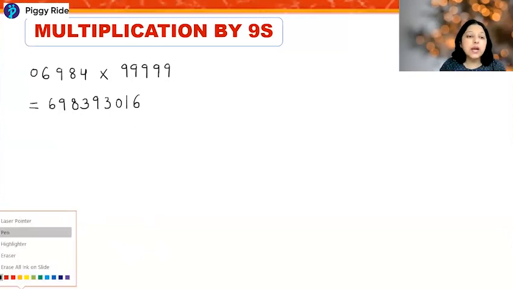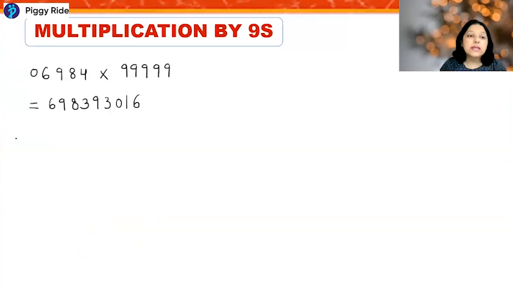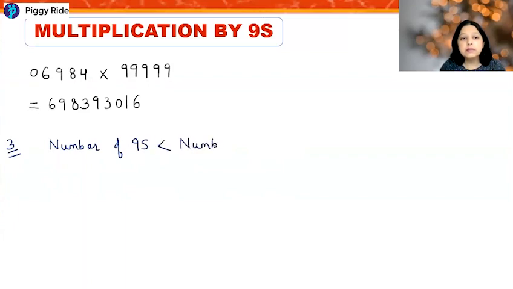Now let's take the next case. What to do when you have fewer nines? So the third case is when the number of nines is less than the number of digits. In this case, we have to do something extra here. So let's make it clear with the help of an example.